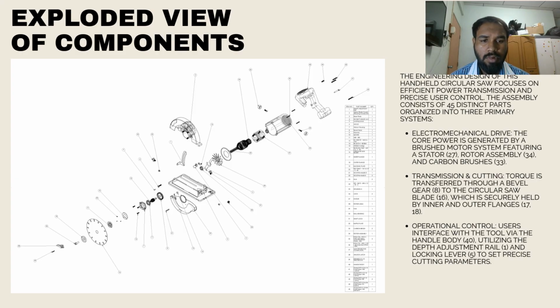The electric motor is the main power source of the circular saw. It converts electrical energy into mechanical rotation. The rotation is transferred through the transmission system, which includes gears and a shaft, to deliver smooth torque to the blade for cutting different materials.